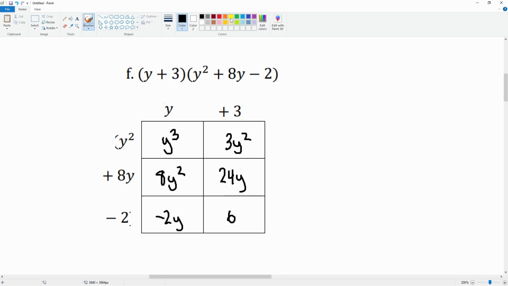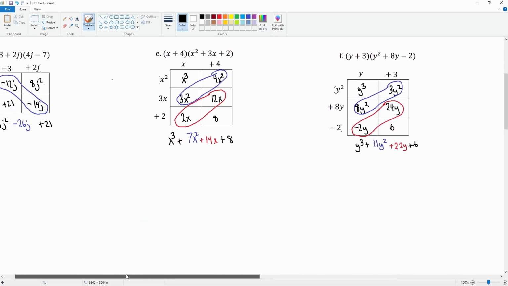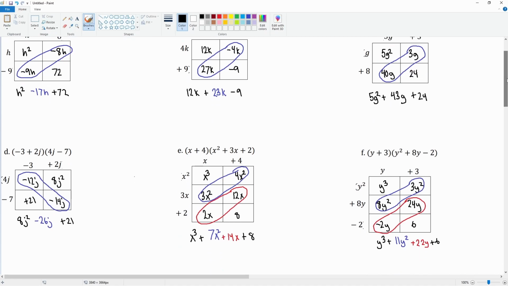Let's see if there are any like terms here. The 3y squared and 8y squared becomes 11y squared. Then you have 24y minus 2y, that becomes a plus 22y. Bring everything else down: y cubed, and then a plus 6. So that is your final answer here of multiplying using the area model.